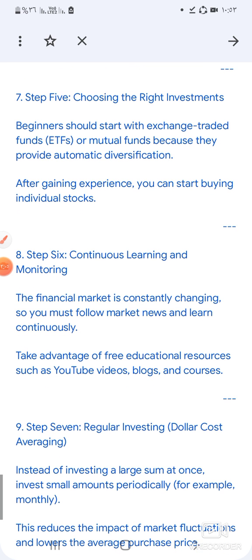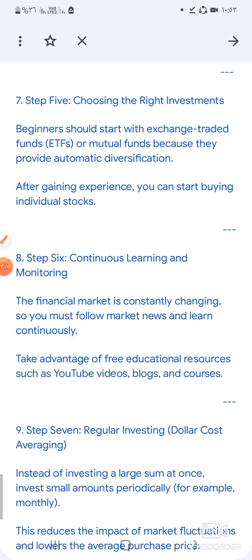7. Step 5. Choosing the right investments. Beginners should start with exchange-traded funds, ETFs, or mutual funds because they provide automatic diversification. After gaining experience, you can start buying individual stocks.